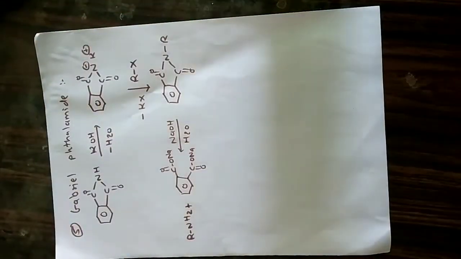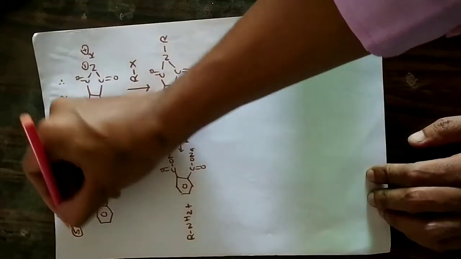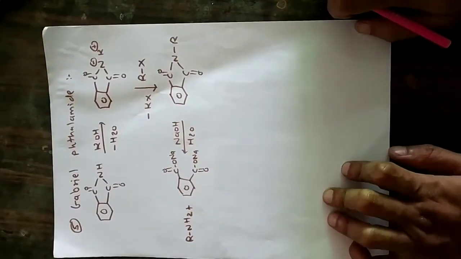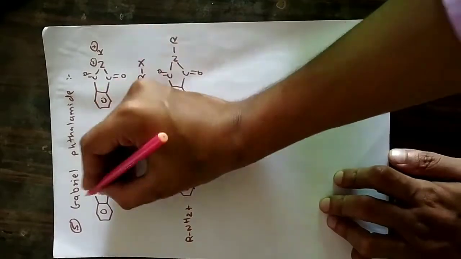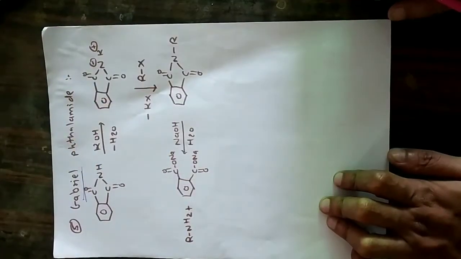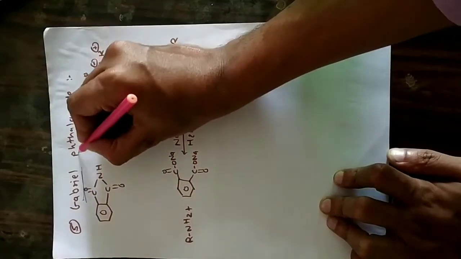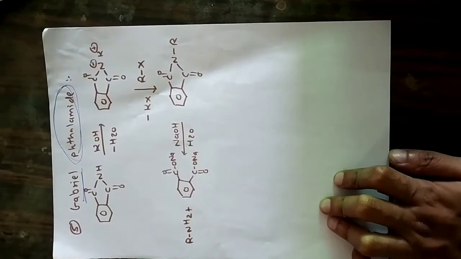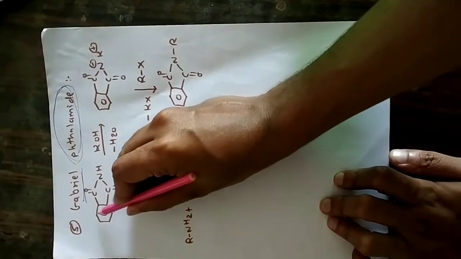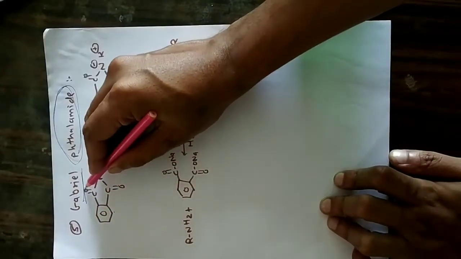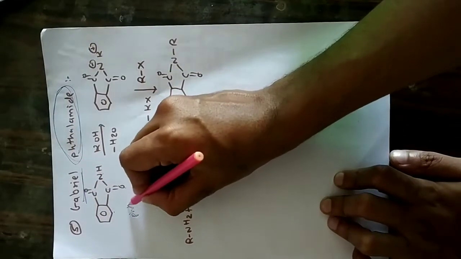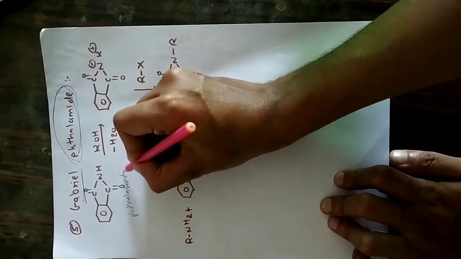Now sixth number, that is Gabriel phthalimide reaction. This one is also a named reaction. This scientist Gabriel performed the reaction. That's why it is called Gabriel phthalimide reaction. Here phthalimide is our starting material. Now what is phthalimide? So you can see this one benzene, then C double bond O, NH, then C double bond O. This one is called phthalimide.